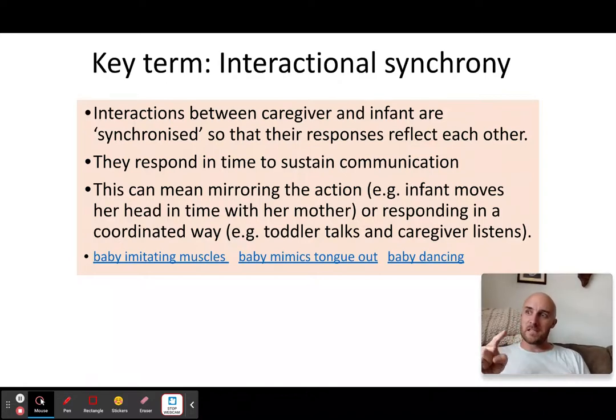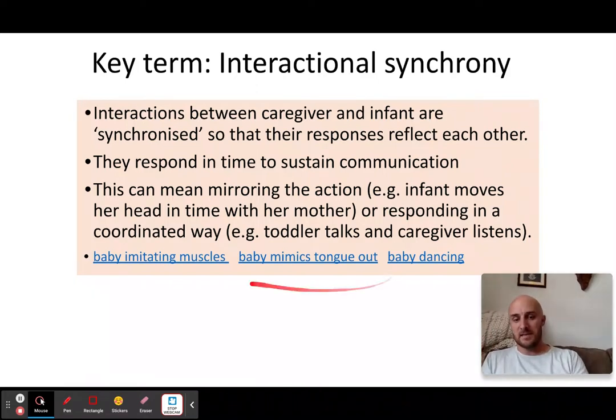One isn't reciprocating after the other. They're doing it at the same time. So baby sticks out tongue, for example, and they'll be wagging their tongue. Baby dancing, copying the mum. These are done at the same time. Now, I don't really see the value in these terms, really.